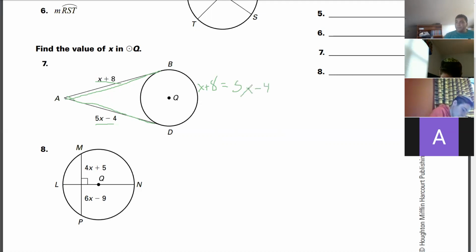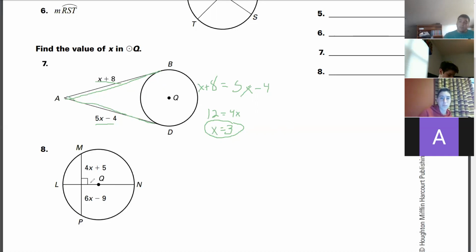Minus 4. So we do some solving. I'm going to subtract x on both sides. I'm going to add 4 to both sides. I'm going to do this slightly quickly to save you guys some time. Divided by 4 on both sides, x equals 3. So one law of tangents is that if they hit the same place and they're from the same circle, they must be the same distance.